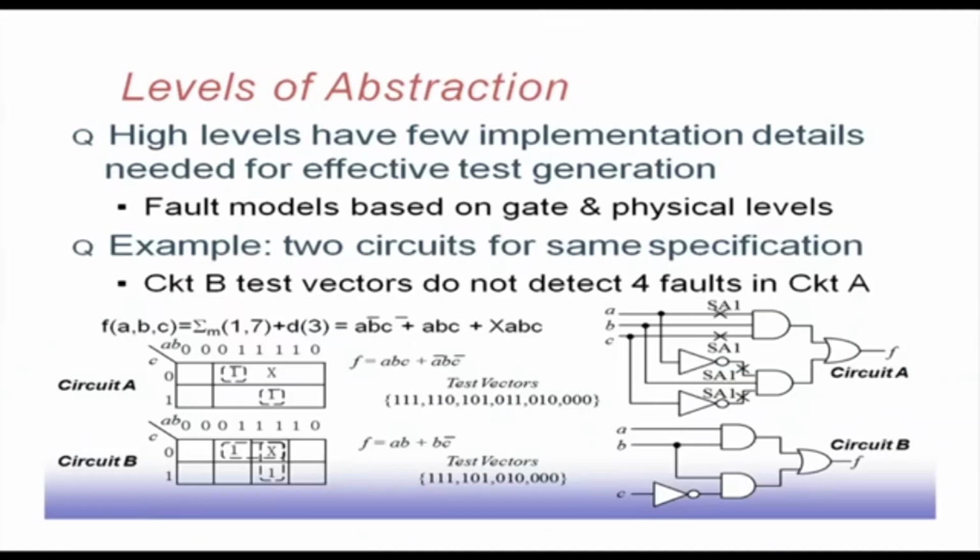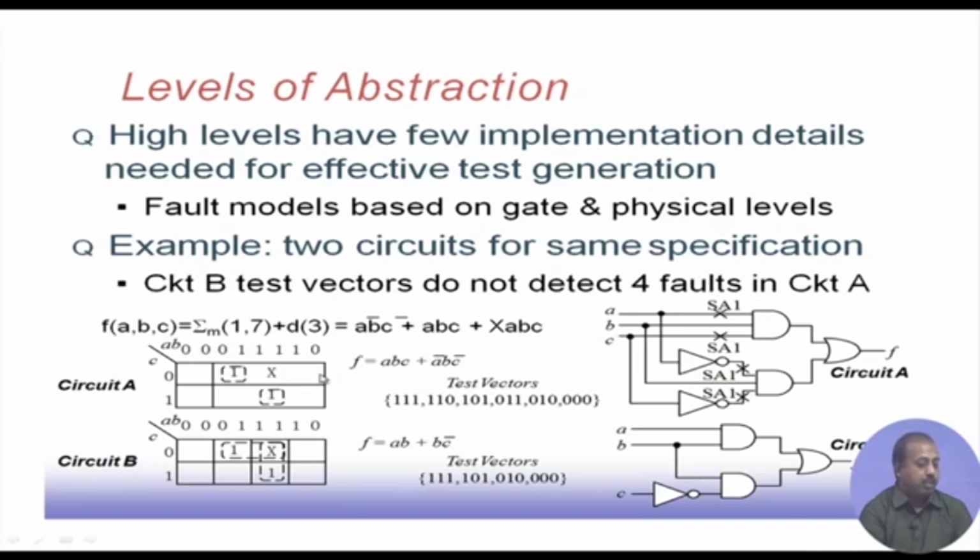As a typical example, consider two circuits here. Both of them correspond to this particular Boolean function: a b bar c bar plus a bar b c plus x a b c. So, this term is do not care.